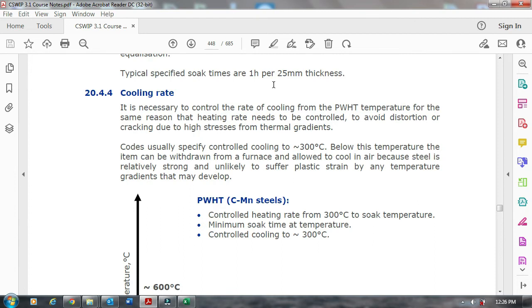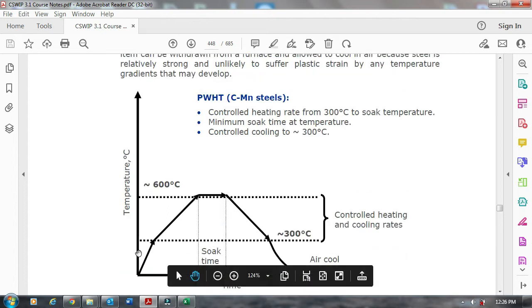Cooling rate: it is essential to control the rate of cooling from the PWHT temperature, for the same reason that the heating rate needs to be controlled, to avoid distortion or cracking due to high stresses from thermal gradients. Codes usually specify controlled cooling to 300 degrees centigrade. Below this, the item can be withdrawn from the furnace and allowed to cool in air, because the steel is relatively strong and unlikely to suffer plastic strain or deformation from any temperature gradient that may develop during that time. So you do the 600 degrees soak, then bring it to 300 degrees, and then air cool it, which you can also do.